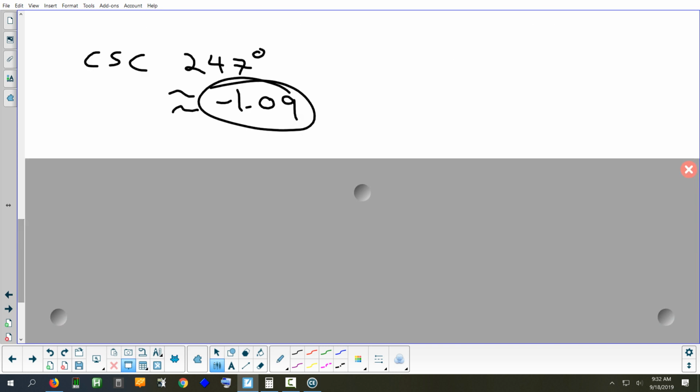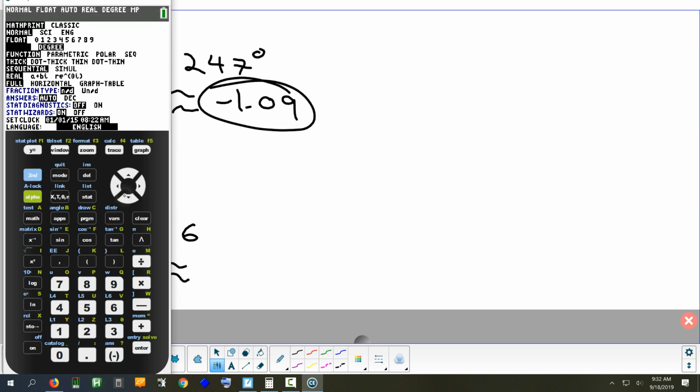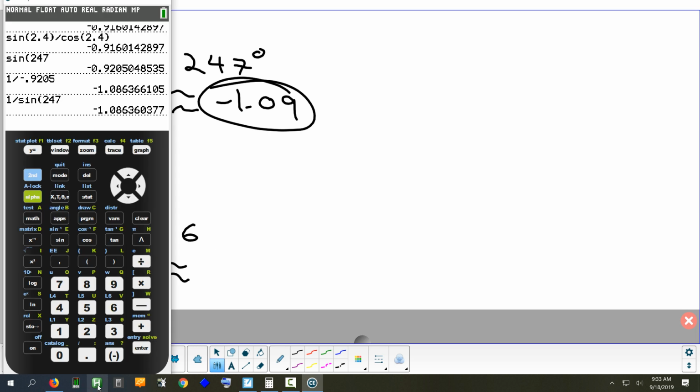Okay, so let's try secant. Secant of 6, what is that? 6 what? Radians. Okay, back to radians again. So mode, radians. And now, how do I do the secant on the calculator? Yep, we're going to do what with cosine? And then do what? Flip it. So I'm going to do all that at once. 1 divided by cosine of 6. You're finding the cosine, and you're flipping it. So you get about 1.04. Any questions on that one?